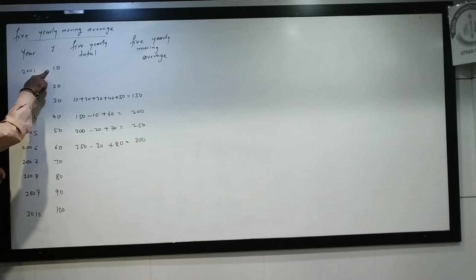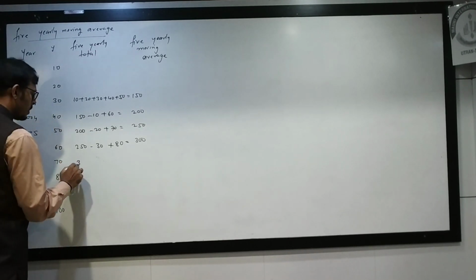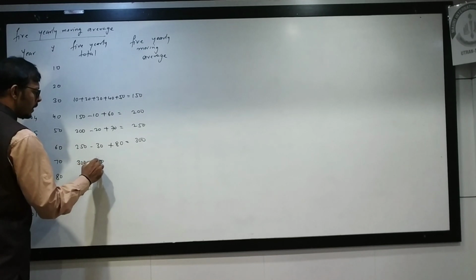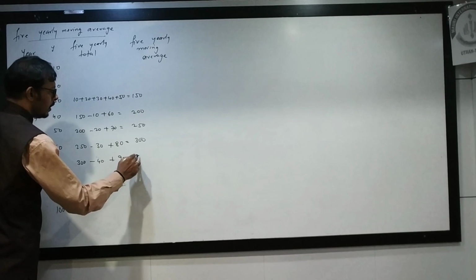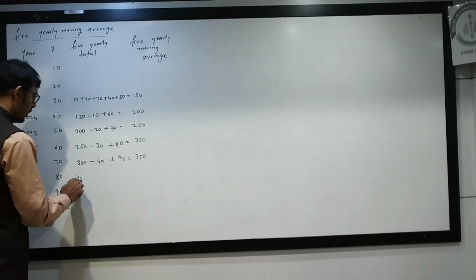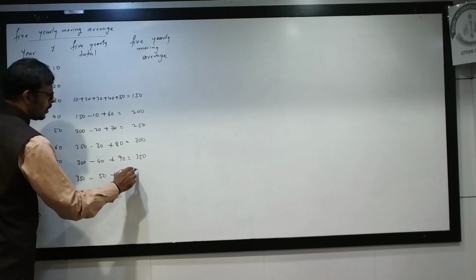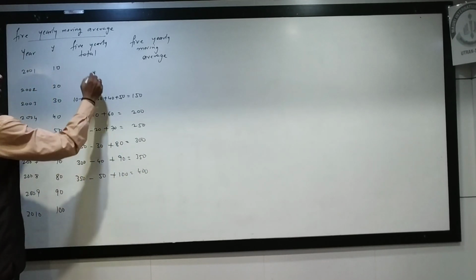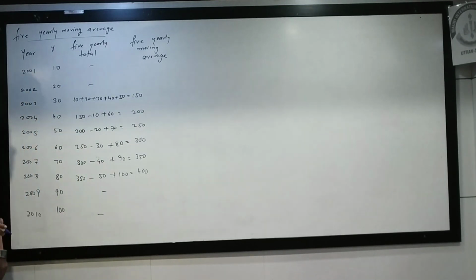One number I am subtracting, the other number I am adding. Then the second number subtracting, the seventh number I am adding. Third number subtracting, eighth number I am adding. From the answer 300, subtract the fourth number, add the ninth number, you get 350. From 350, subtract the fifth number, add the 10th number, you get 400. The first will not have any answer, the last will not have any answer.